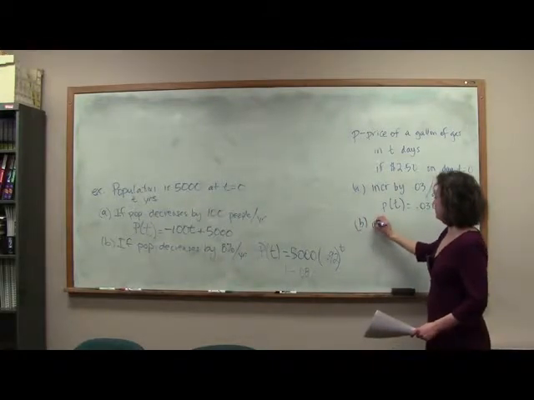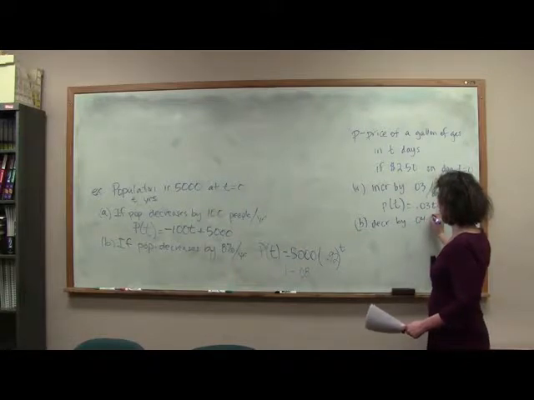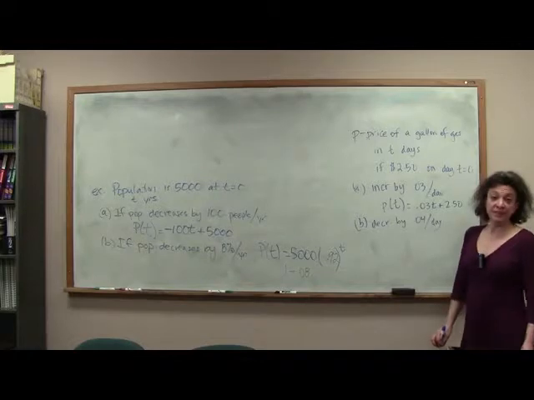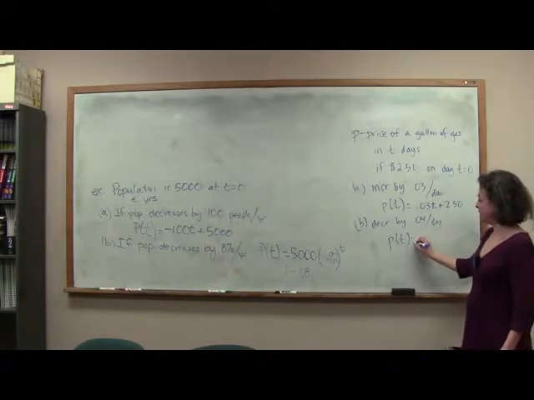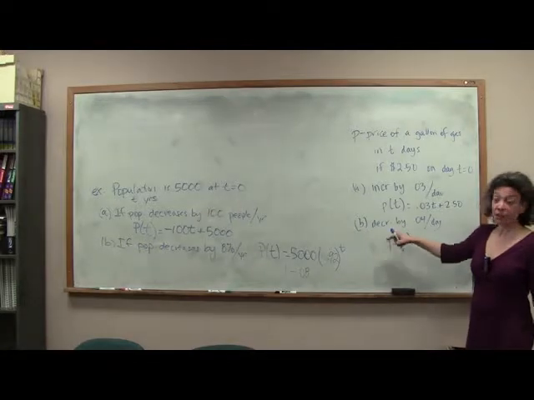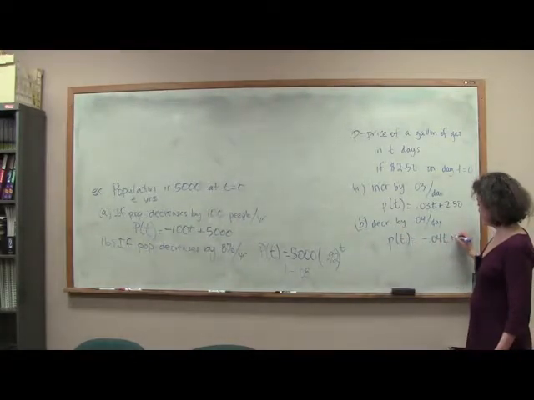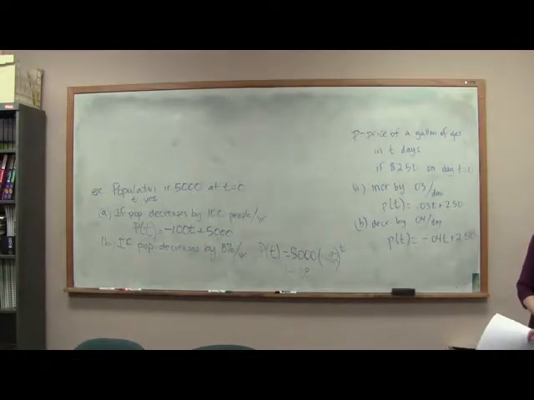All right, what if it was decreasing by, say, 4 cents per day? This is still linear, but what do we know about our slope now? Since it's decreasing, it's a negative slope. All right.